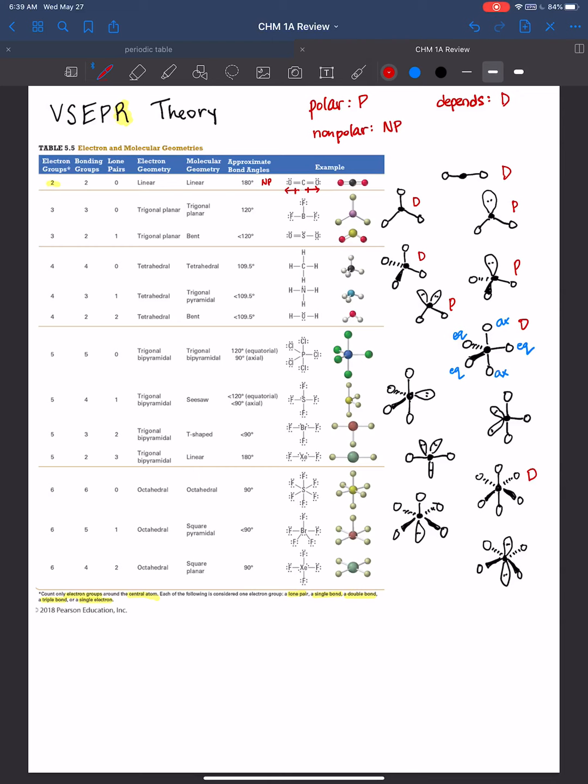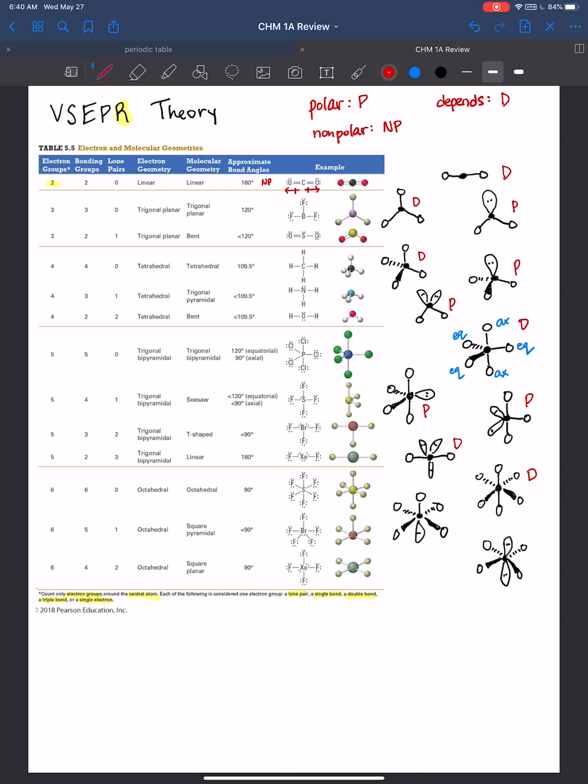And as we see with the seesaw, there's no real symmetry here. Like, these dipole moments couldn't cancel one another out. They're not in equal and opposite directions. And so this type of molecule is generally polar. Same thing with T-shaped. However, with the linear, it really depends. Once again, if we had 2 different bonded groups attached, they each have different dipole moments.